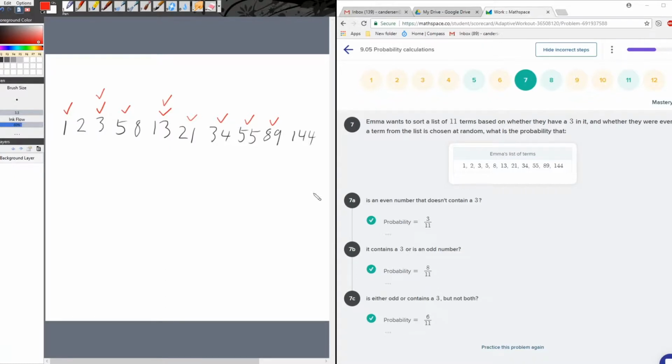Now the reason why I gave 2 ticks was so we could identify the numbers that have both. Because the next question asks for either an odd number or a 3, but not both. These ones here contain a 3 and are odd, so they are both. We're not going to want them this time. So the answer would just be 1, 2, 3, 4, 5, 6. So the last one would be 6 out of 11.